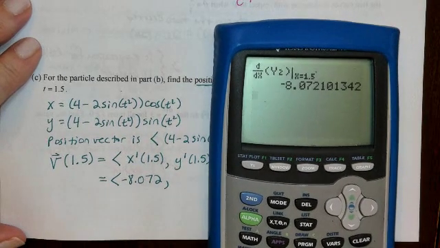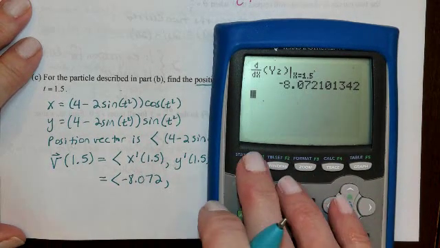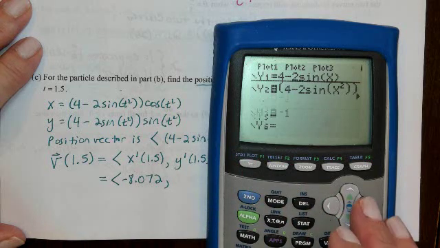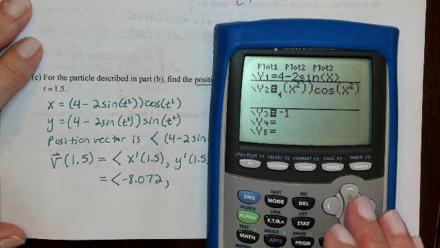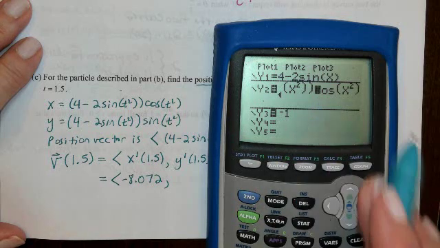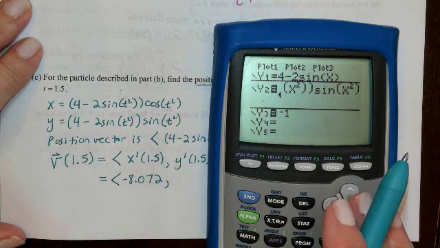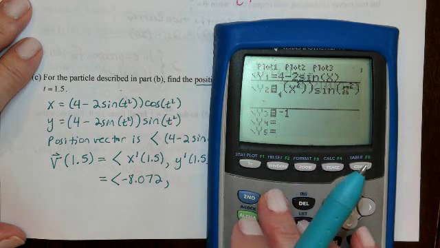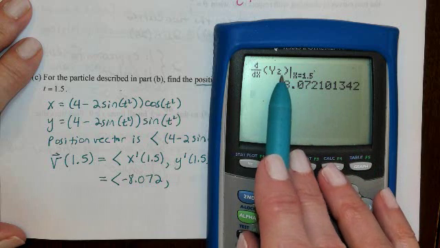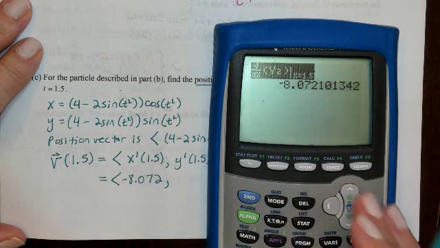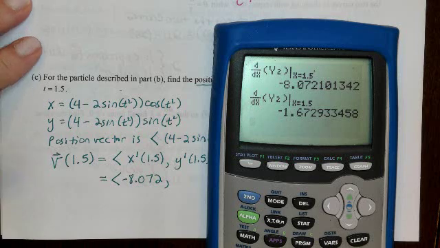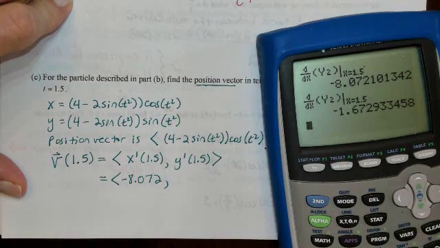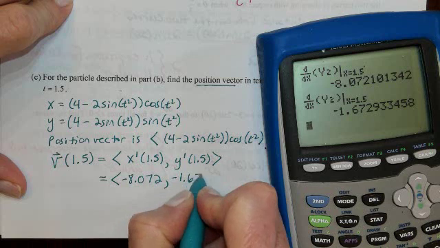And now I need to do the same thing for y, so it's going to be the easiest for me to go back up to my y equation. This is the last part of the problem, so I'm just going to go and change this. I'm going to zoom over and I want to replace cosine with sine, right? So that's a quick replacement there. Now back to my home screen, and now I need that exact same thing, so I'm just going to scroll up, grab it, and now this will be my y prime at 1.5. So negative 1.673.